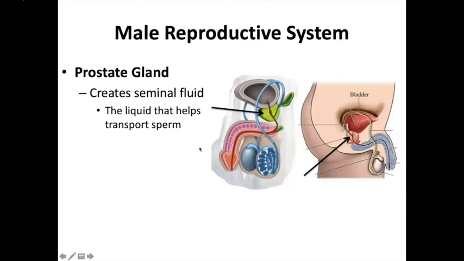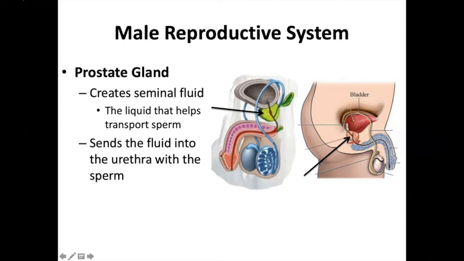The prostate gland's job, though, is to create seminal fluid. Right? That is the liquid portion of semen. The sperm develops here, and then it floats in a liquid that's seminal fluid, we call it, that's developed here in the prostate gland. And then that mixture together is going to carry on. It's going to send that fluid to the urethra with the sperm. Oh, and I animated that. There you go. You see right here.